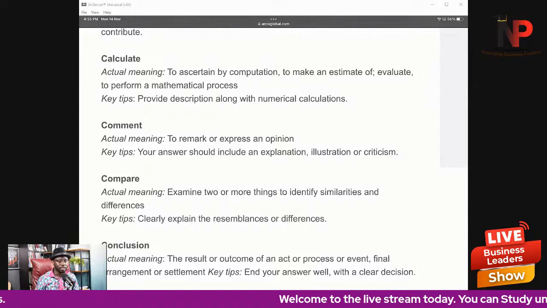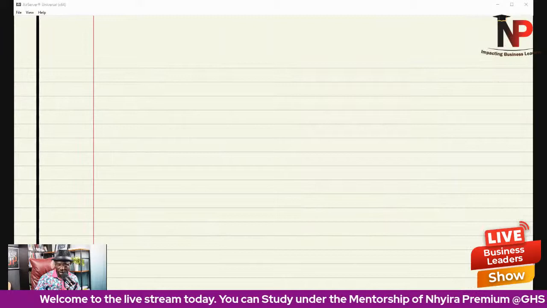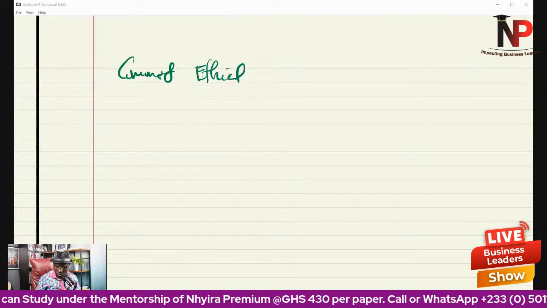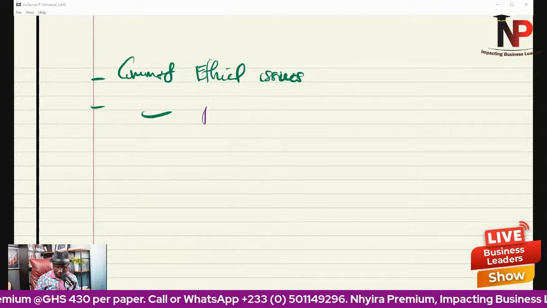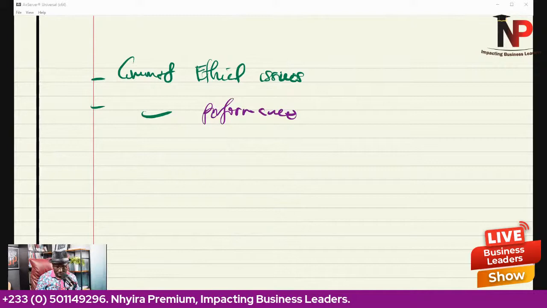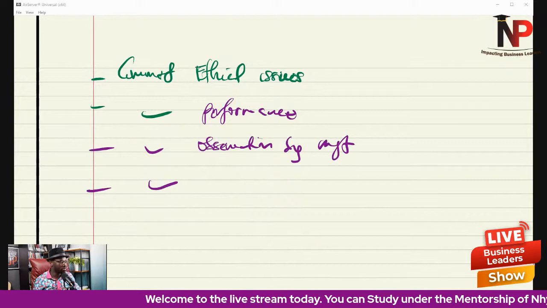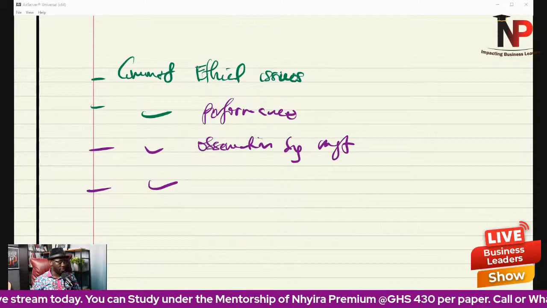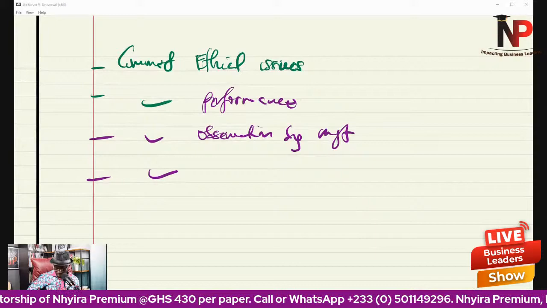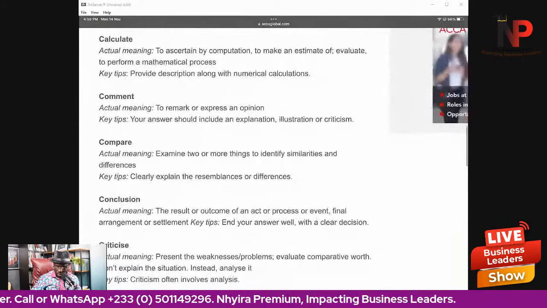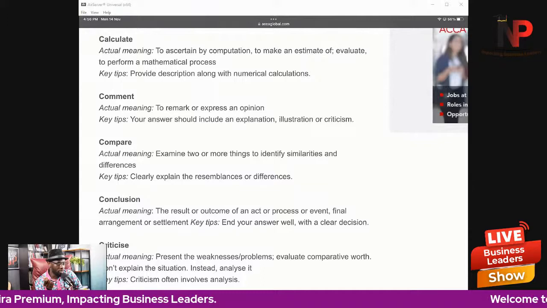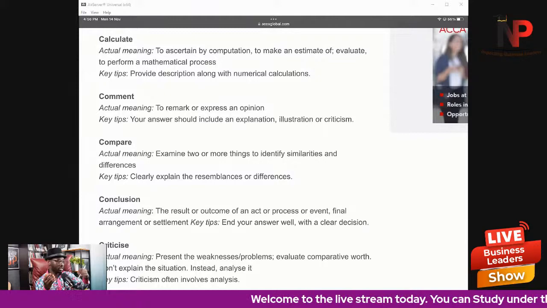So if the examiner says, comment on the ethical issues, and these are something that are pretty common. Or the examiner can say, comment on the performance of the organization. Or comment on the observation by management. Or comment on the decision by management in audit and assurance, advanced audit and assurance. We could have that scenario coming in generally. So if we say comment, it means express an opinion. But as you are expressing that opinion, you are explaining, you are giving some illustration where possible, and also you may be criticizing, because comments can come from explanation, can come from illustration, can come from criticism.